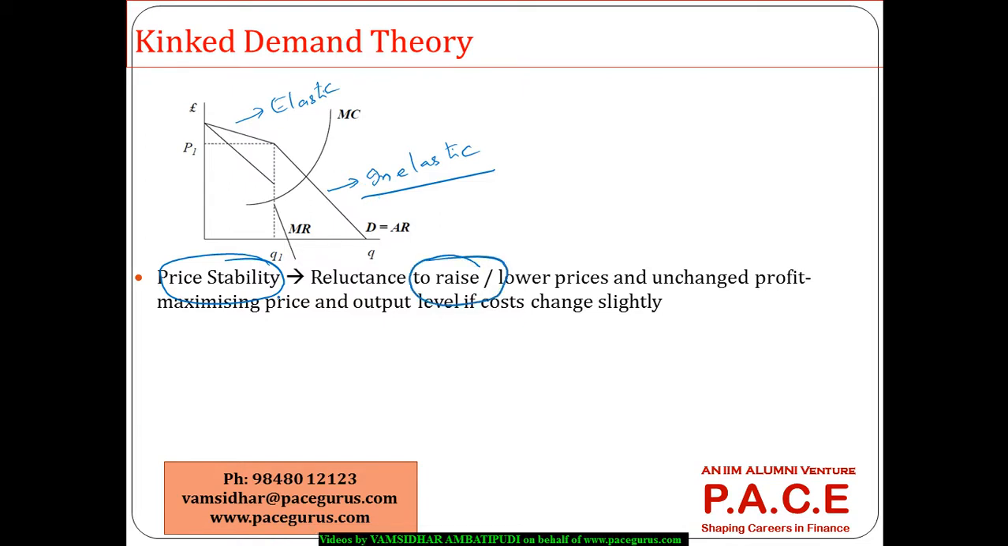So there is a lot of reluctance to reduce the price or even increase the price, because if they are reducing the price, overall the industry is losing. So they will not generally tinker with the price. They will not move away from the profit maximizing price and output, even if the costs are changing. So that's the reason the Kinked demand theory model really works very comfortably with the traditional oligopolistic market.